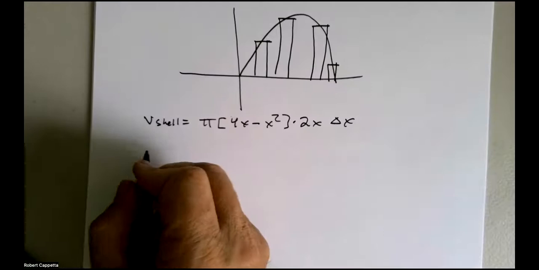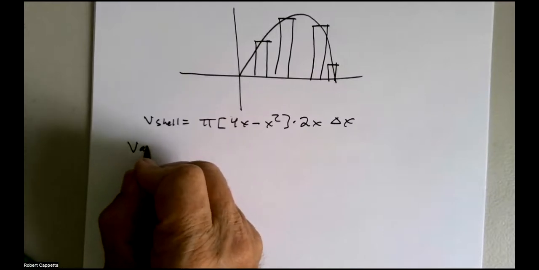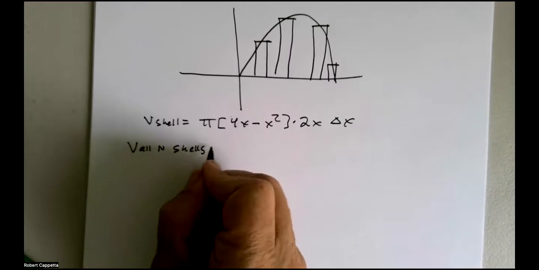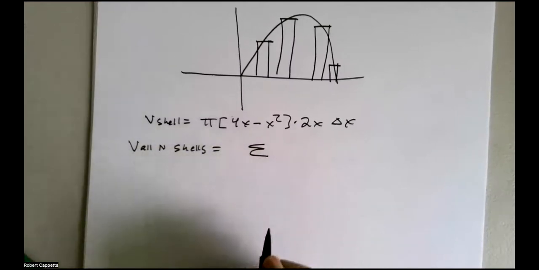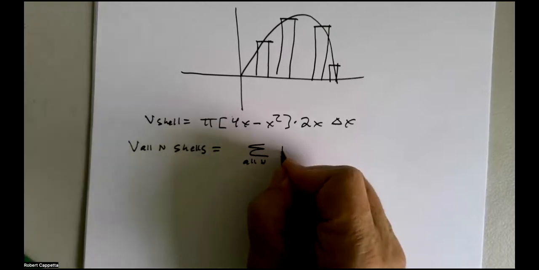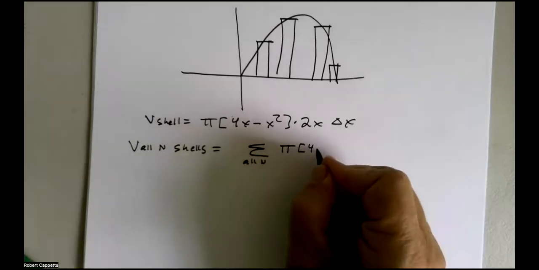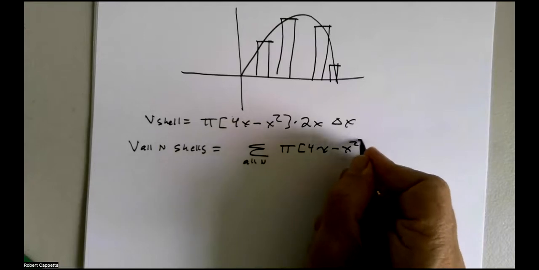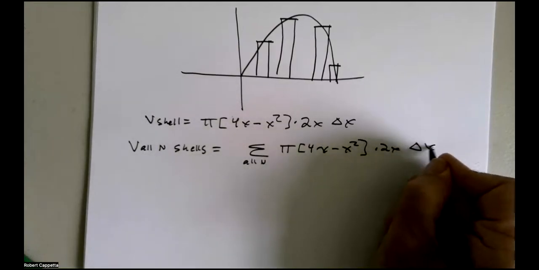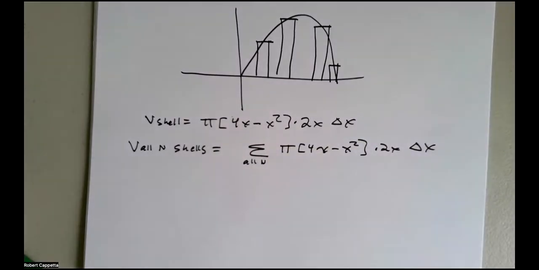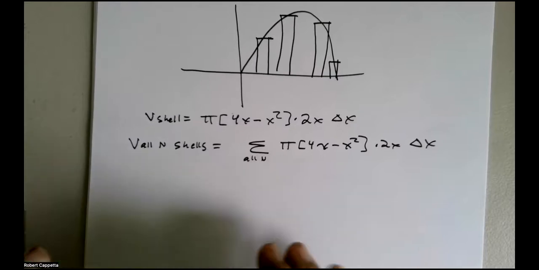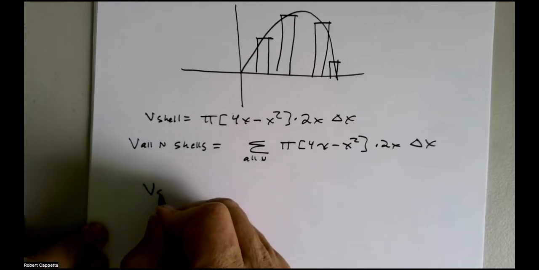What's the volume of all shells? So in this case, maybe n of them, all n shells. That's the sum of all n of the shells of pi times 4x minus x squared times 2x delta x. And then what do we do? We go from n to infinite shells, or actually getting the volume of the entire solid. So what is the volume of that solid?